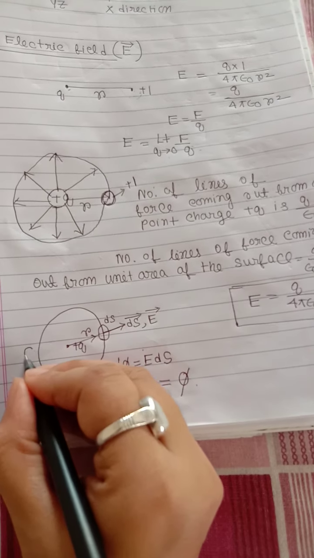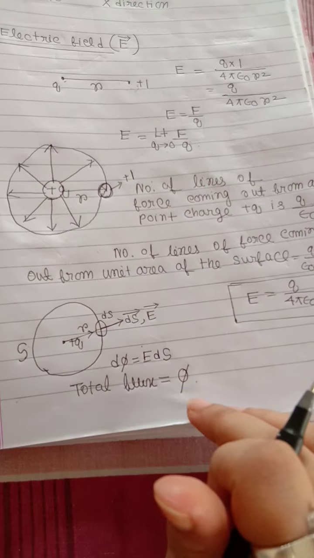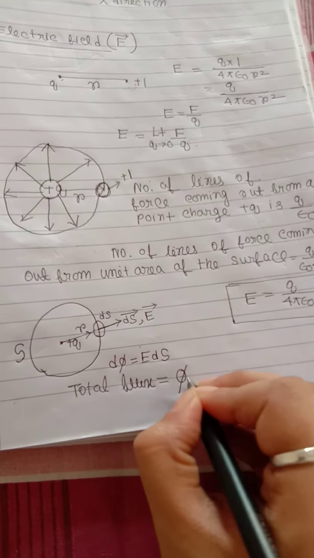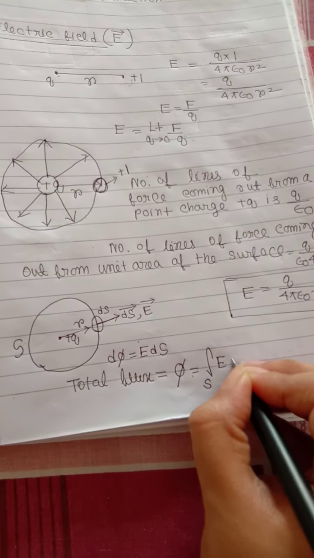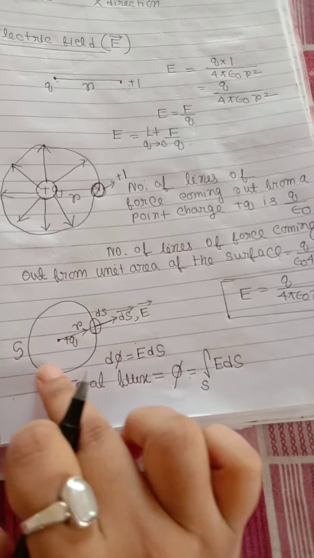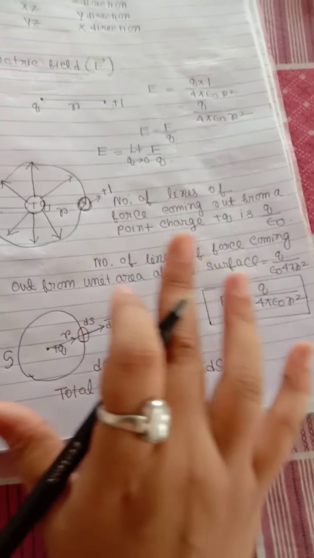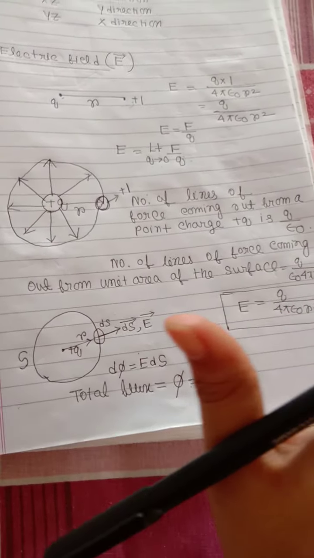And if we consider the total surface as s, how much is the flux through the total surface s? This is phi. So if I integrate E dot ds over the total surface s, we will get the total flux, and this is equal to q by epsilon 0. Details of this we will read up from Gauss's law.